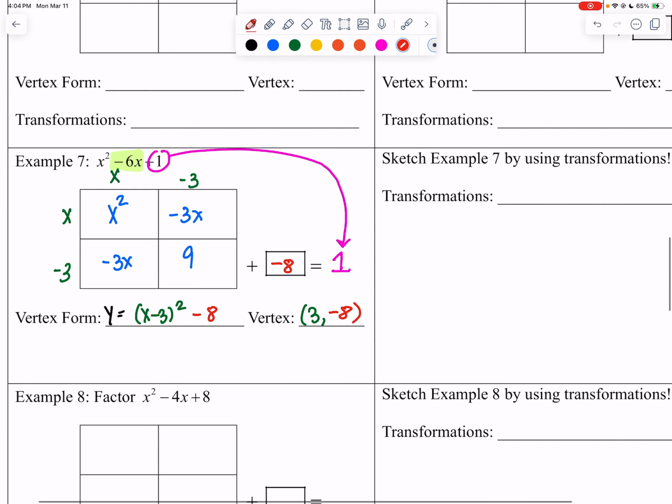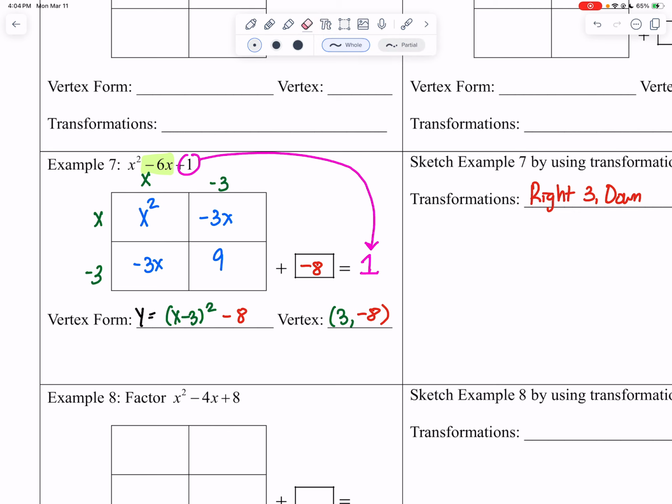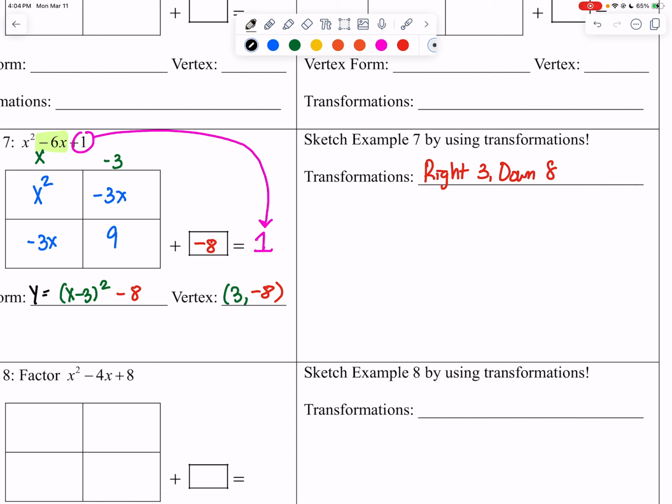And it tells us to sketch example 7 by using transformations. So we know that this is right 3, and then this is down 9. So right 3 down 8. Why did I say 9? Down 8. Now, this is just a sketch. It does not have to be pretty, okay? But I know that I'm just going to go right 3, then down 8 units. 3, 4, 5, 6, 7, 8. We could say that this is 3, -8 as my vertex. Your parabola opens up, so I know that I'm going to sketch it like this right here.